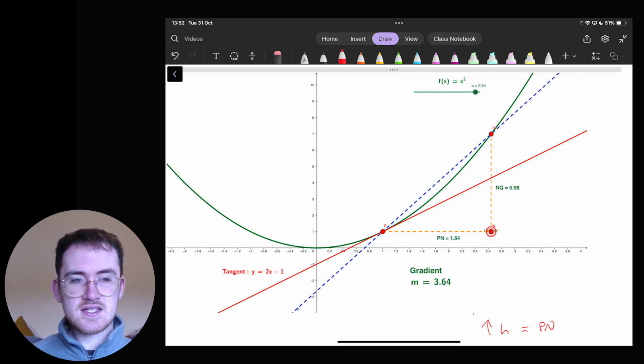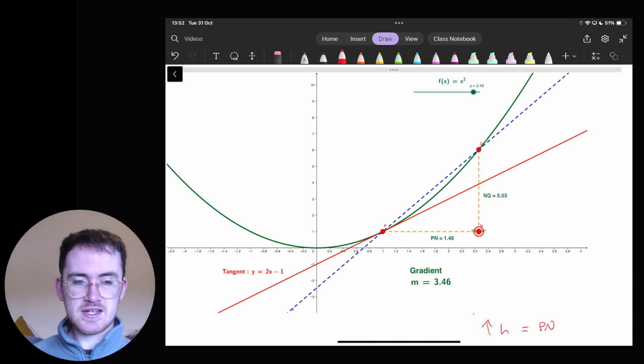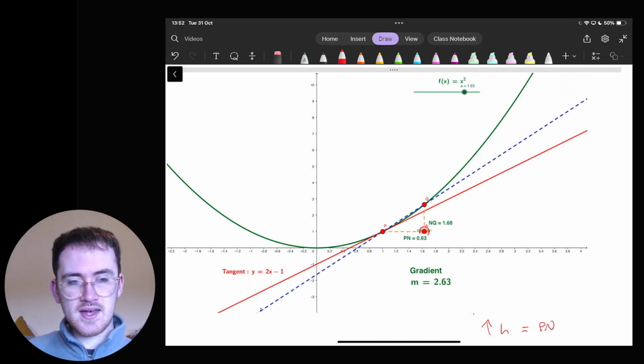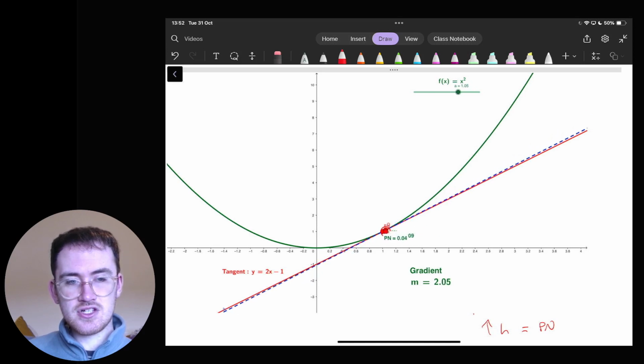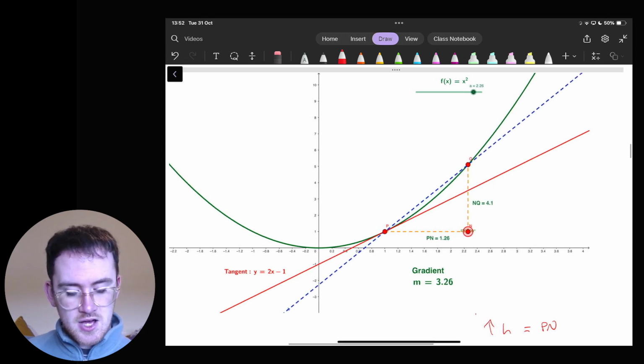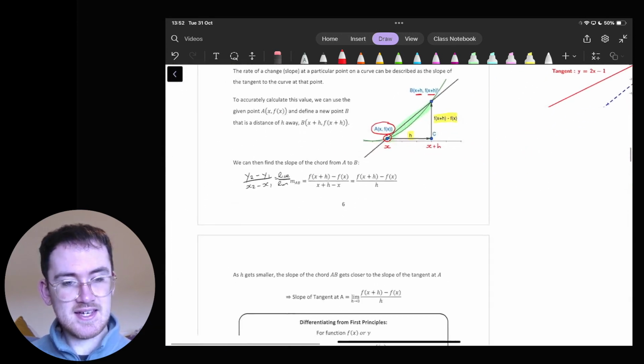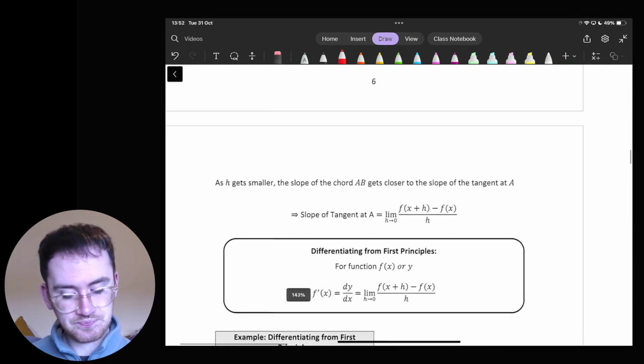So if I make the distance smaller, if I make that distance go closer and closer to 0, then my dotted line ends up actually being the same as that tangent line. Okay, so how we relate that to maths, and hopefully we are getting that idea, is we take a limit.